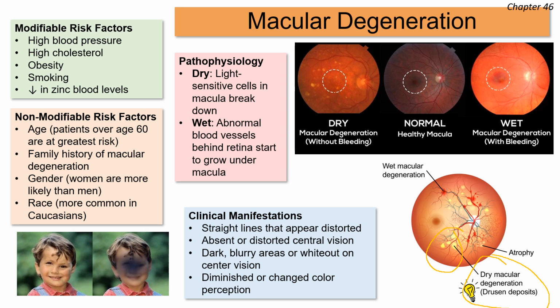So the signs and symptoms of macular degeneration include straight lines that appear distorted, absent or distorted central vision, dark blurry areas or whiteout on center vision, and diminished or changed color perception. But mainly it will be described as loss of central vision.